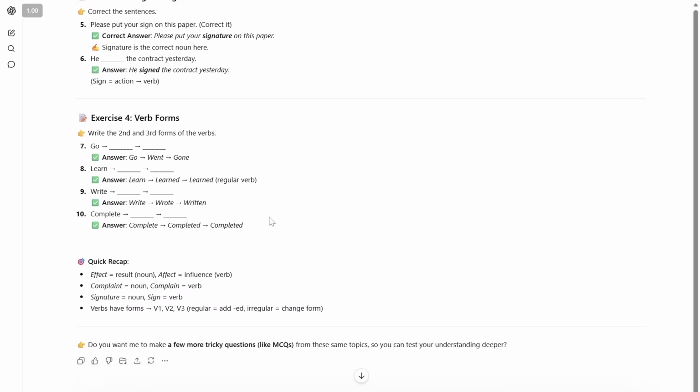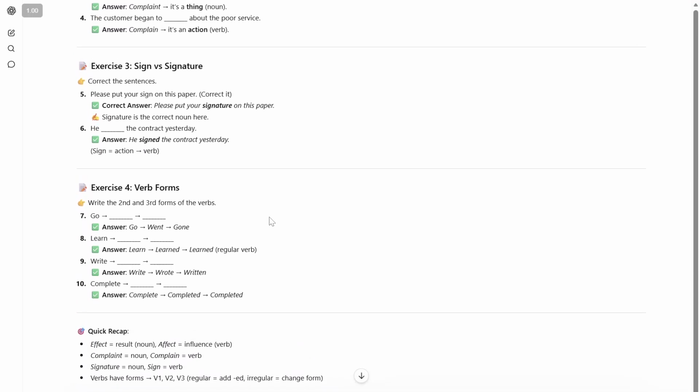7. Go. Answer: go, went, gone. 8. Learn. Answer: learn, learned, learned. Regular verb. 9. Write. Answer: write, wrote, written. 10. Complete. Answer: complete, completed, completed.